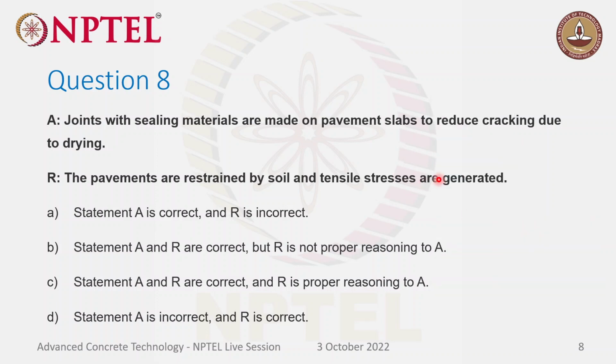So here they have mentioned that joints with sealing materials are made on pavements. Normally, if there are two pavements, there is a joint. We give sealing material in between the joint. And normally, if it's a concrete pavement, we give extra steel reinforcement in the joints to withstand the cracking due to shrinkage, right? And then here the reason given is that the pavements are restrained by soil and tensile stresses are generated.